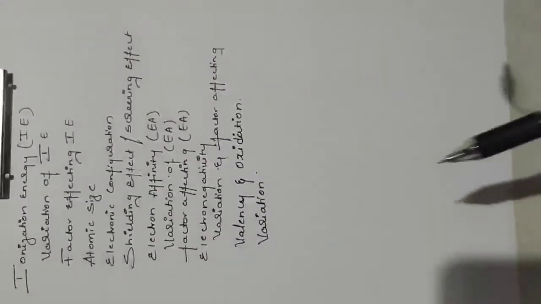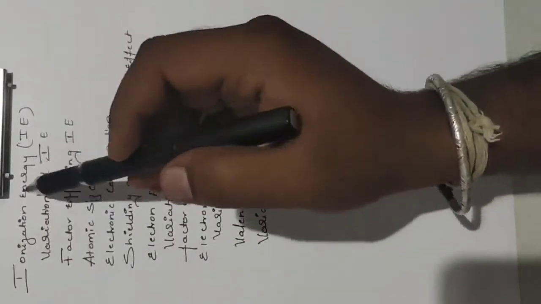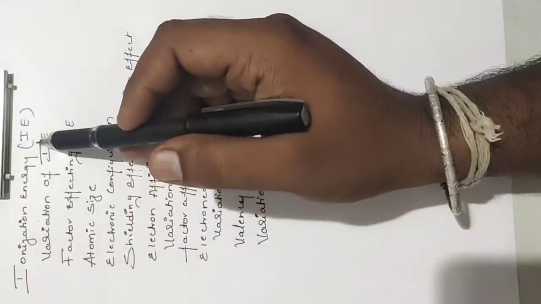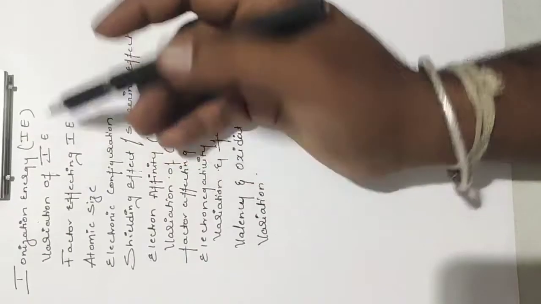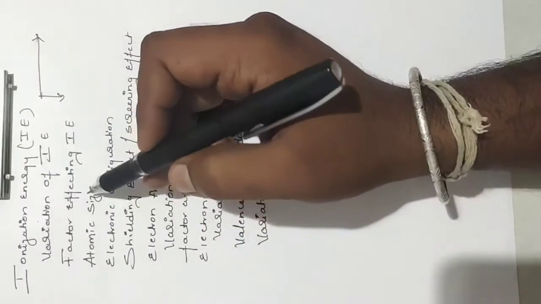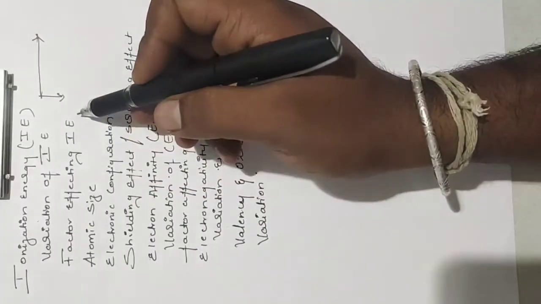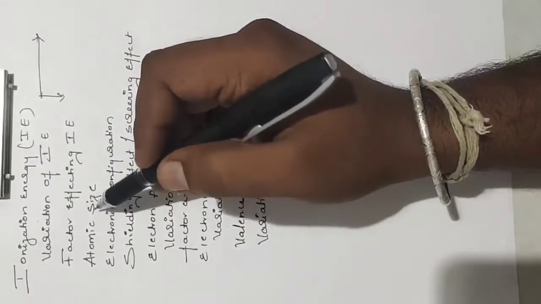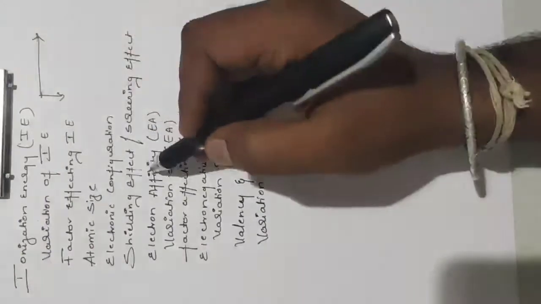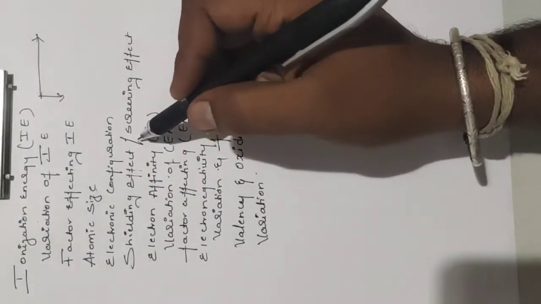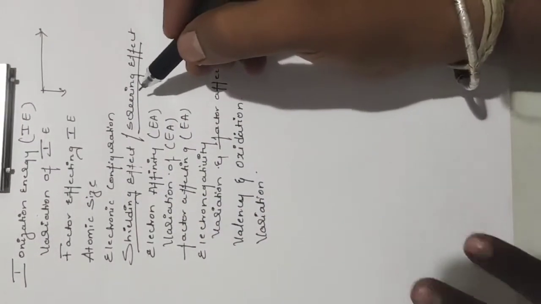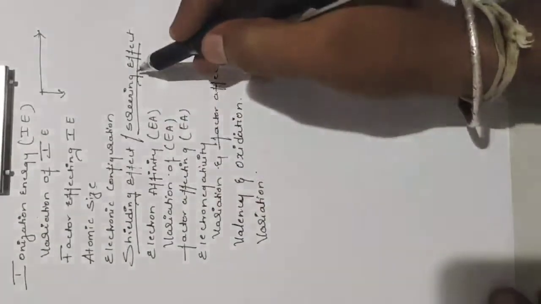In this video we are going to discuss the last topics of the classification of the periodic table, that is, ionization energy. We are going to discuss ionization energy and its variations in groups and also periods, and which factors affect the ionization energy: atomic size, electronic configuration and how to write electronic configurations, and the shielding effect and screening effect. We already discussed in the offline class what shielding and screening effect are, and once again we will discuss them with the definition.